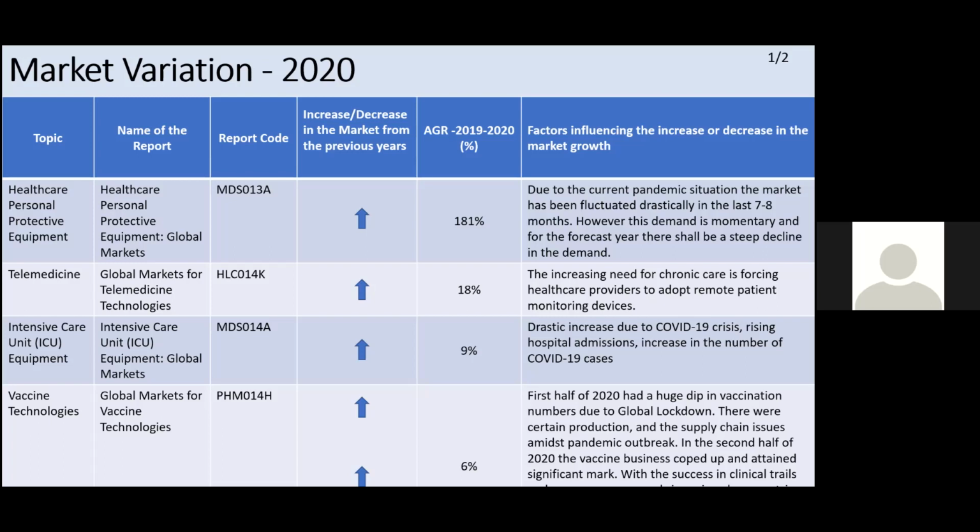And then ICU equipment, that 9%, the way you'd interpret that is just a healthy, robust growth that will probably come back down. Same with the 6% vaccine technologies, but that's totally understandable. Technologies is a funny word. So the biggest growth in a single technology in vaccine right now is synthetic mRNA. The other technologies aren't actually expanding.